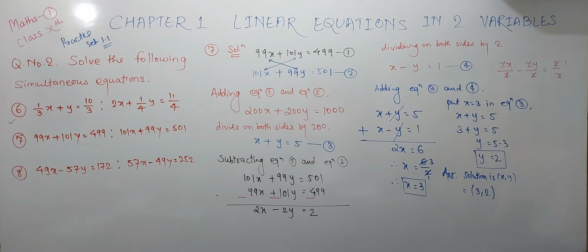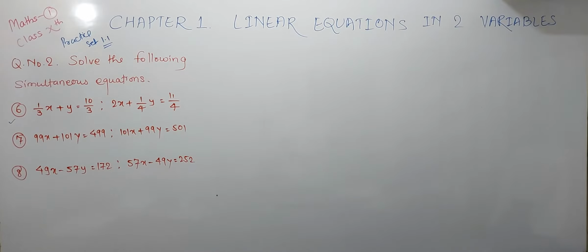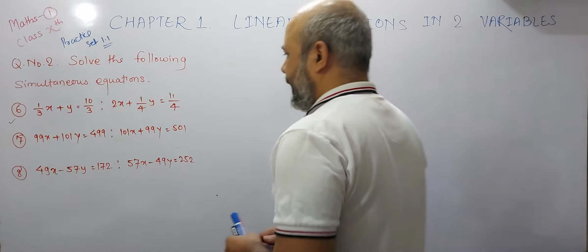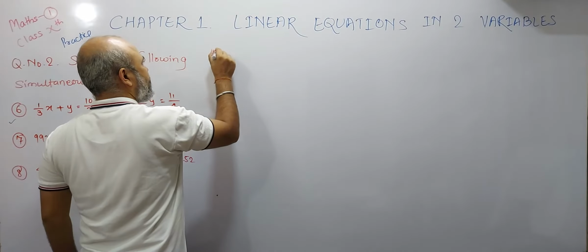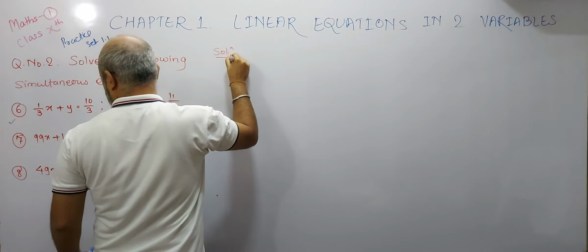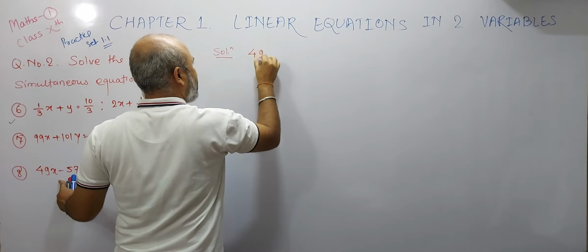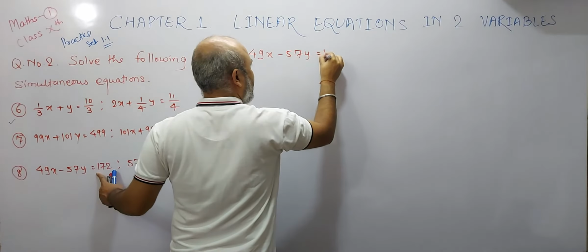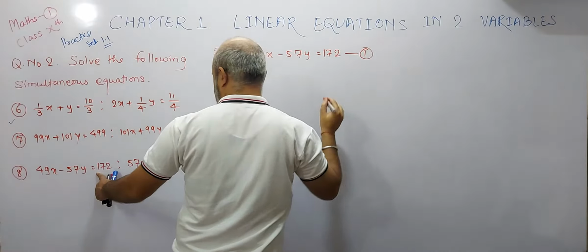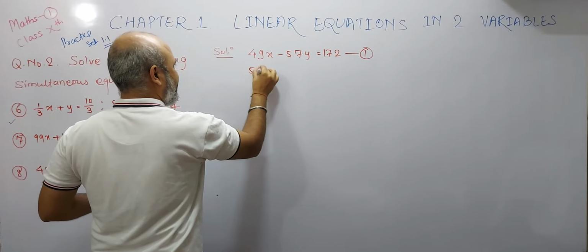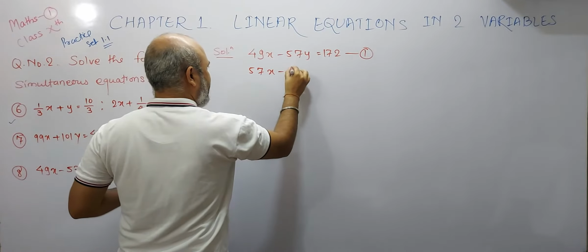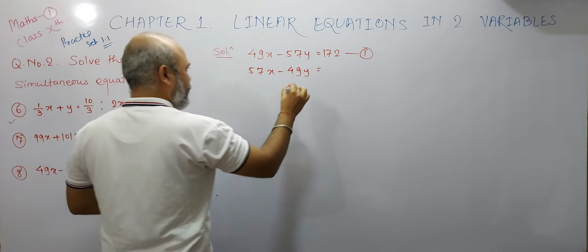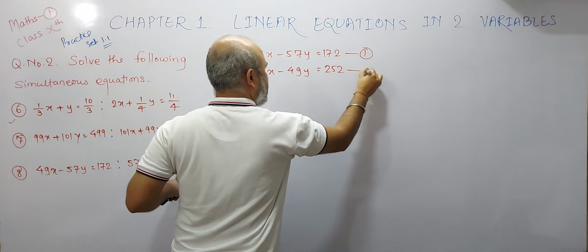Okay. Now we will deal with the next question, that is question number 8. So student, again we will solve question number 8. I will start the solution. Question number 8 is 49x minus 57y is equal to 172. This is equation number 1. And the second equation is 57x minus 49y is equal to 252. This is equation number 2.